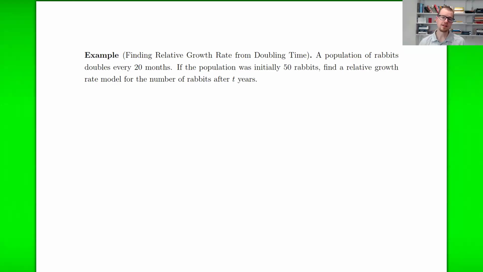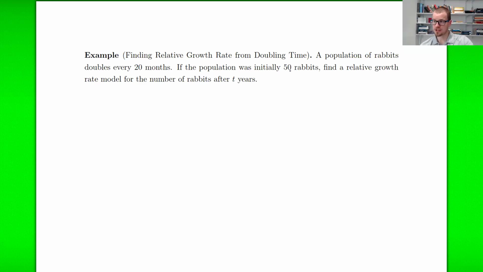Welcome. We want to take a look at an example of finding a relative growth rate model from the doubling time. So we have a population of rabbits that doubles every 20 months. That's going to tell us a piece of information a little bit later down the line. Kind of like in the previous example, we saw what a population was 20 years later. Actually, it was currently, and we wanted to find out what it was 20 years ago, but it's the same idea.